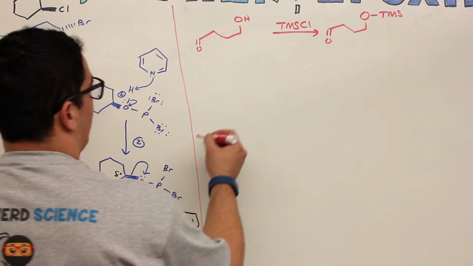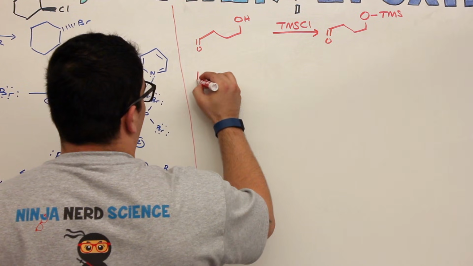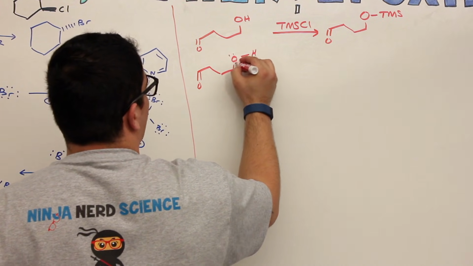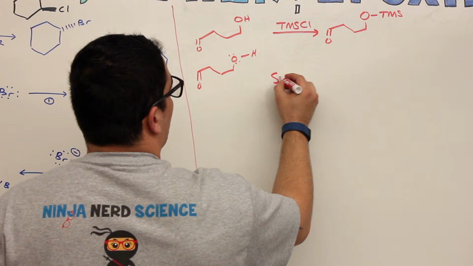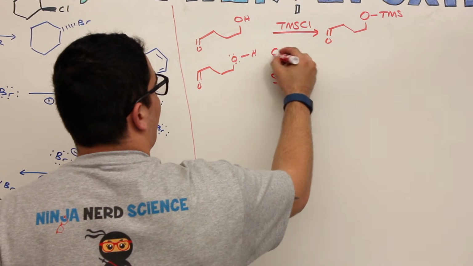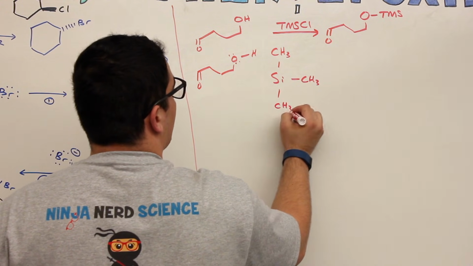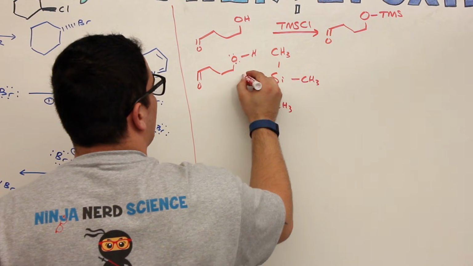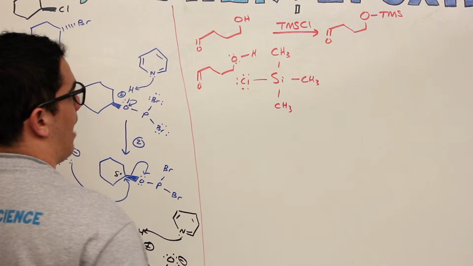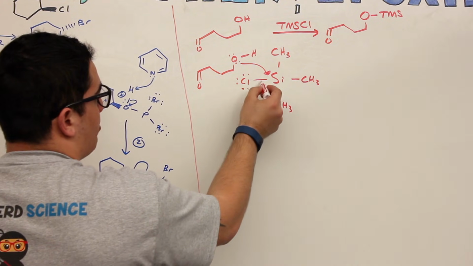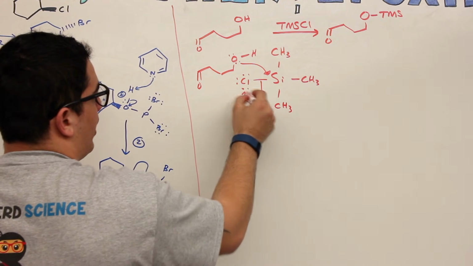So let's dive right into the mechanism. Nothing crazy for this one. It's actually pretty simple. We have the lone pair of electrons on the oxygen, same thing as before. Our central atom is silicon, and we have trimethyl, so 1, 2, 3, and we have a chlorine with lone pairs of electrons. What happens? Oxygen attacks the silicon, and the bond between the silicon and the chlorine breaks off.